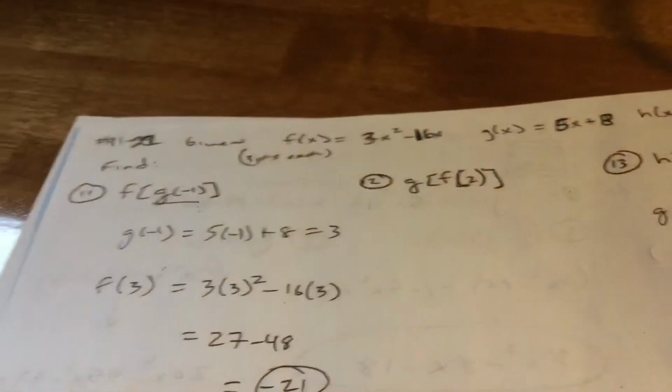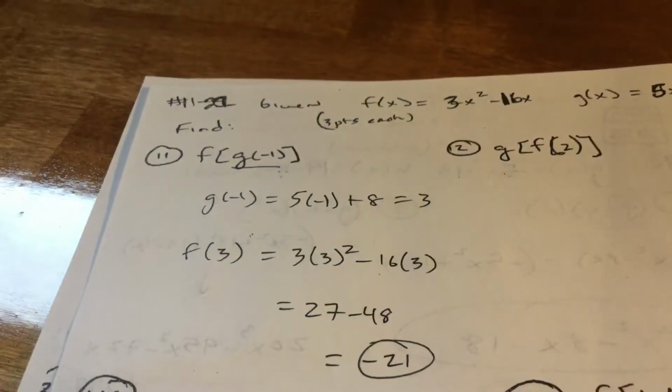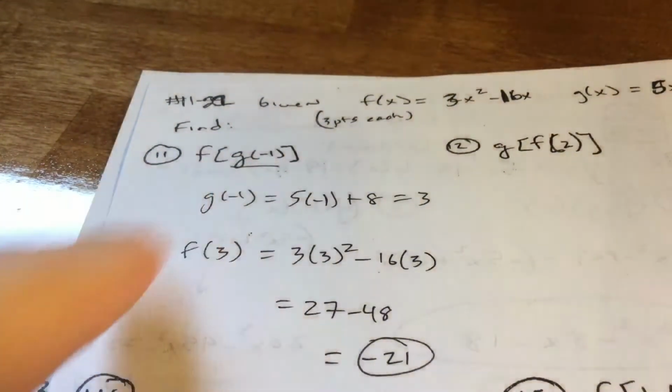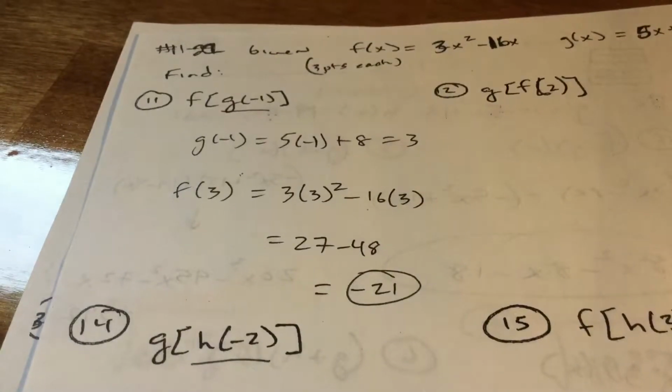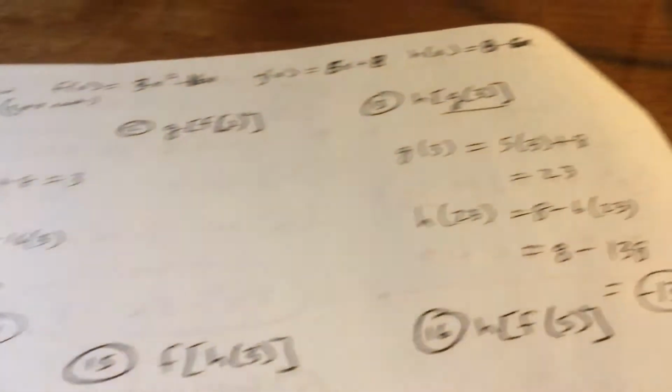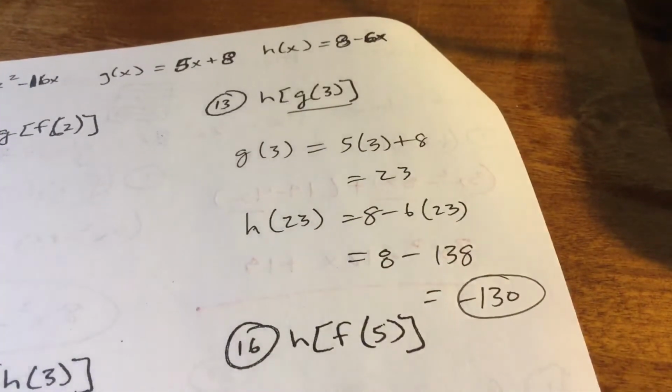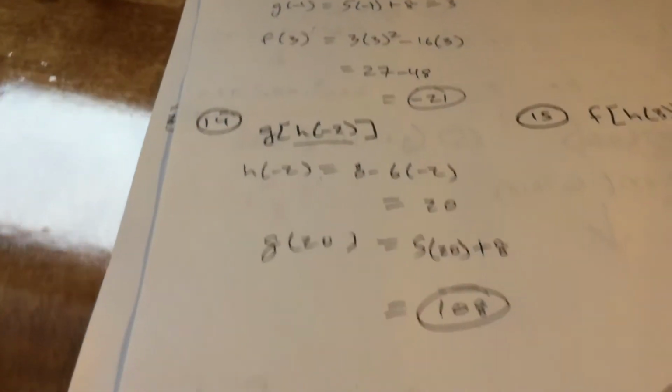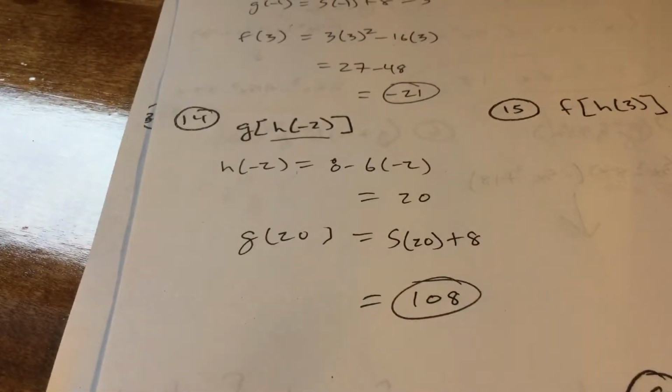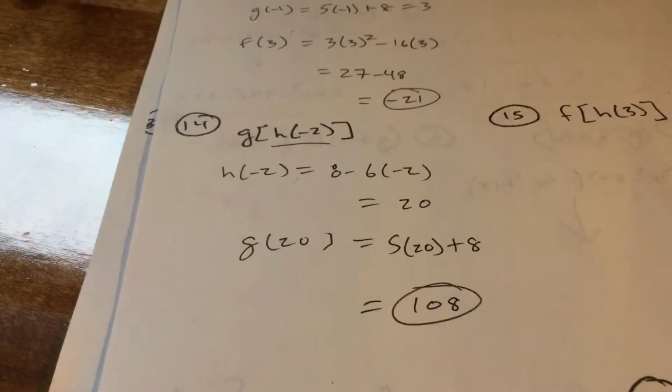Composition of functions. There's f of x, g of x, h of x. First you do g of -1, it's 3, then you plug 3 into the outer function, which is f of x. There you go. These are pretty self-explanatory. We talked about these before I left. Do g of 3, then plug that into h. Find h of 23. H of -2 is 20. Plug 20 into the g function there.